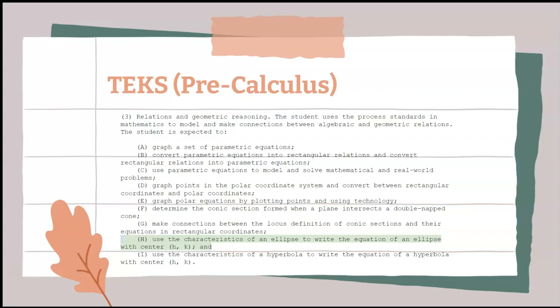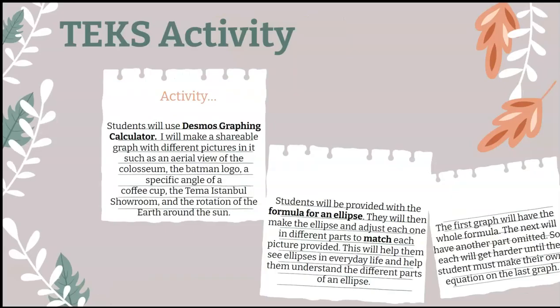So these are the TEKS for pre-calculus. There were lots of them, and the ones I chose specifically were Section 3, which was Relations and Geometric Reasoning, and I chose Section H, which says, use the characteristics of an ellipse to write the equation of an ellipse with center (h, k). So overall, we're going to be looking at ellipses, and this is what I based my activity and my project on.